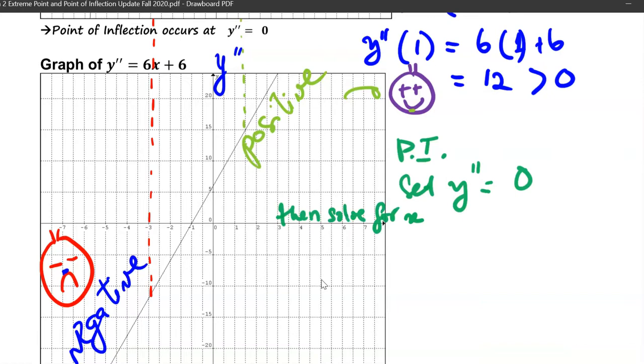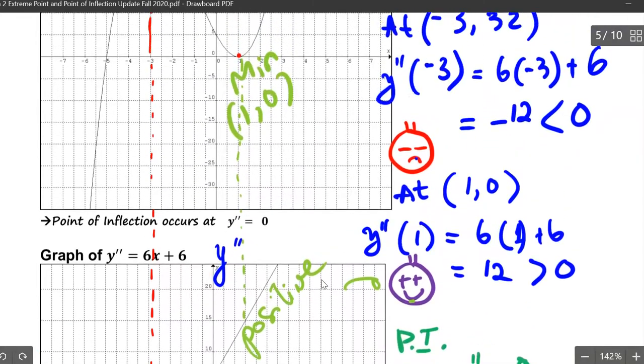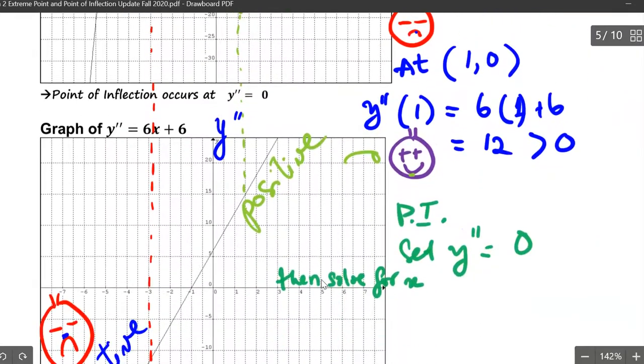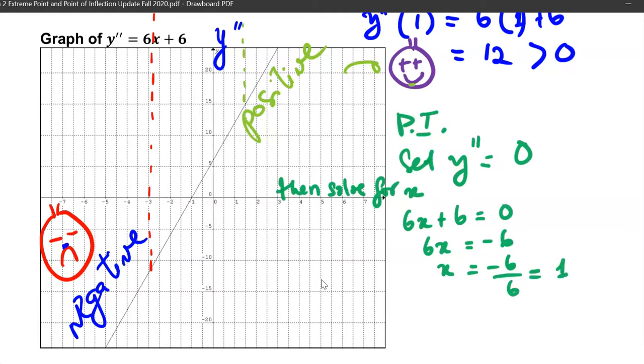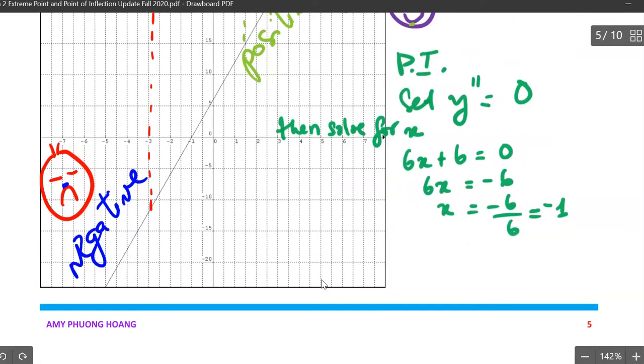So what is my y double prime equal to? My y double prime is equal to 6x plus 6. So 6x plus 6 equal to 0. So I should have 6x equal to negative 6. So I will have x equal to negative 6 divided by 6. So x is equal to negative 1.